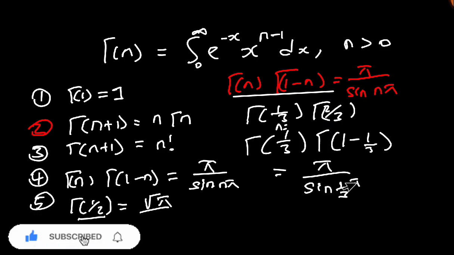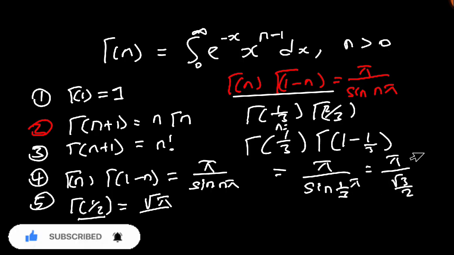And so this is equal to pi divided by sine n, which is 1 over 3 multiplied by pi. Okay, so this is equal to pi divided by sine, now this pi in trigonometry is going to be taken as 180, right? So 180 divided by 3 is equal to 60, and sine 60 is equal to root 3 divided by 2.